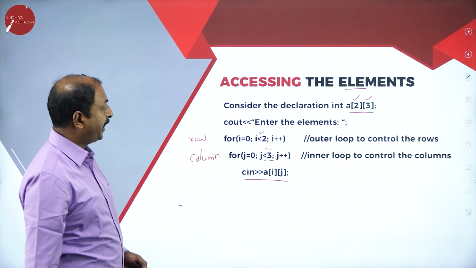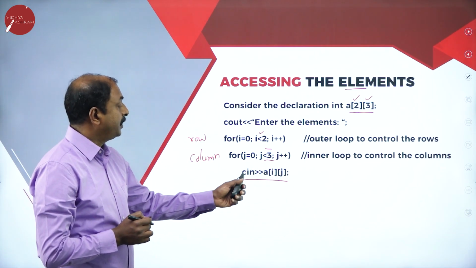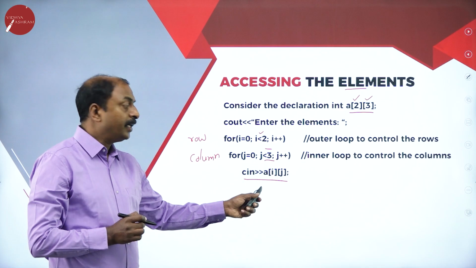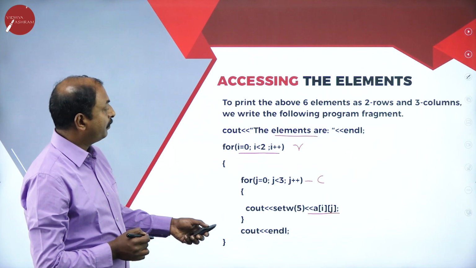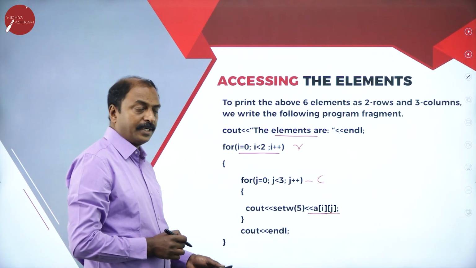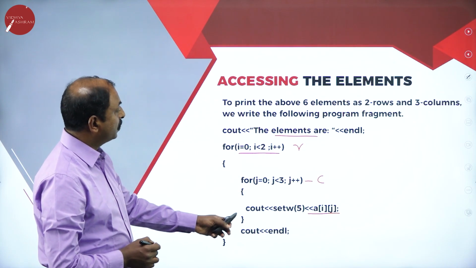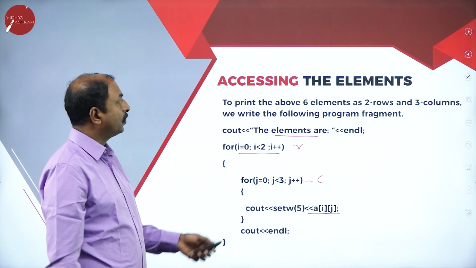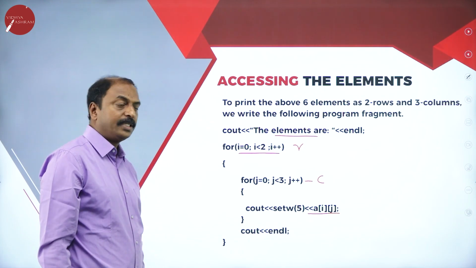In the previous slide we saw a[i][j] in the input statement, where we enter 6 values into the two-dimensional array, and here we are printing the same elements of the two-dimensional array. One is the input statement and this is the output statement. So this is how we use a for loop inside another to access the elements of a two-dimensional array.